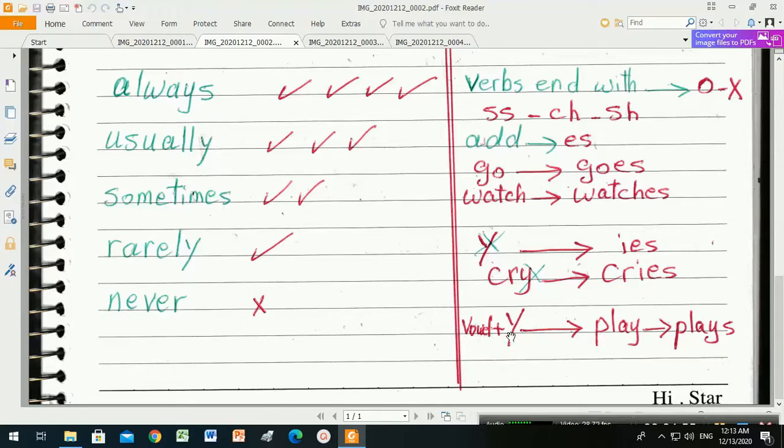Okay? If the y is preceded by a vowel, we will not remove the y. The y will stay as it is, and then we add s to the verb. Play, plays. Why here didn't we remove the y? Because of the vowel. Y preceded by a vowel. Okay?